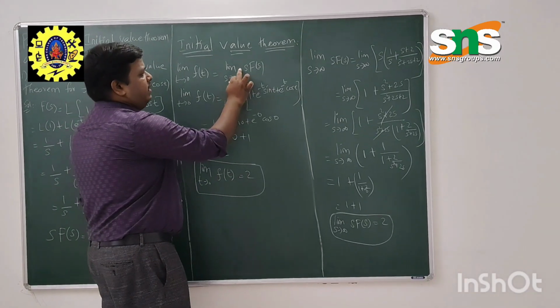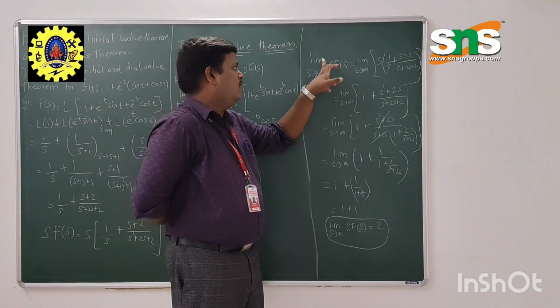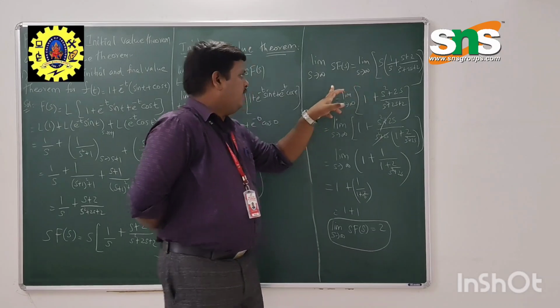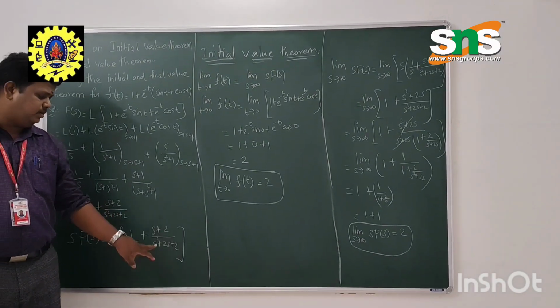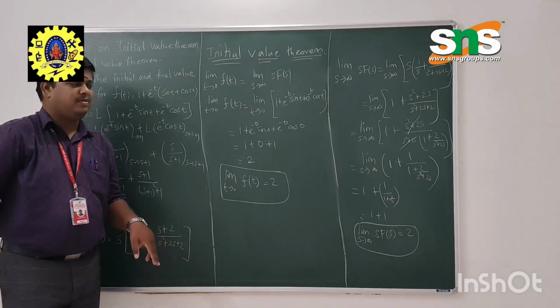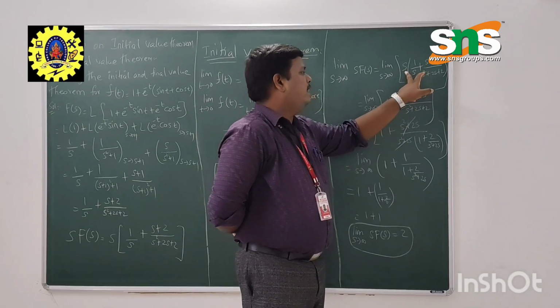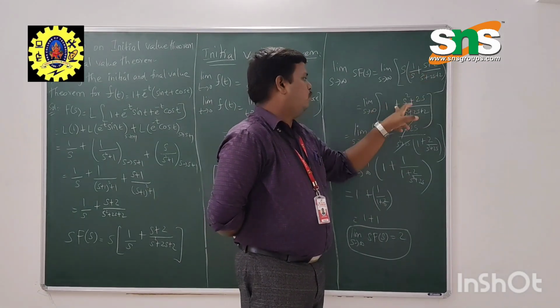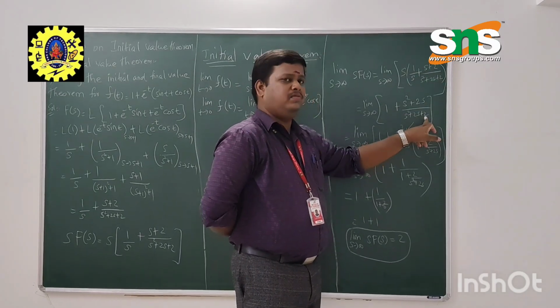Next we have to prove the right hand side, limit s tends to infinity, s into f of s. So limit s tends to infinity, s into f of s is s into (1 by s plus 2) divided by (s square plus 2s plus 2). Replacing that, limit s tends to infinity, multiplying s inside, s by s is 1, plus (s square plus 2s) divided by (s square plus 2s plus 2).